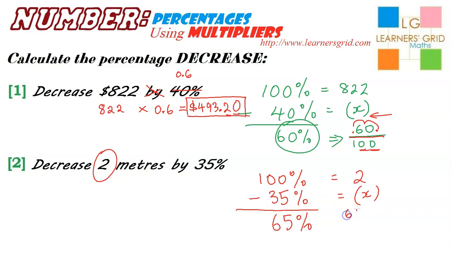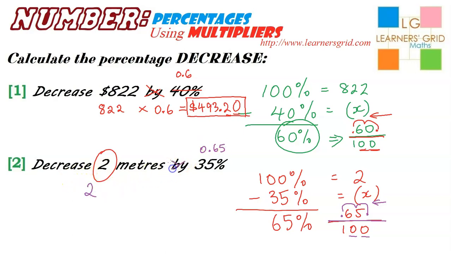I turn 65% into a fraction, so it's 65 over 100, because 65% means 65 out of 100. I now turn 65 over 100 into a decimal by doing 65 divided by 100. The decimal point is here. I'm going to move the decimal point to the left, jumping 1 place value, 2 place values. And so now I know that my multiplier for a 35% decrease is 0.65.